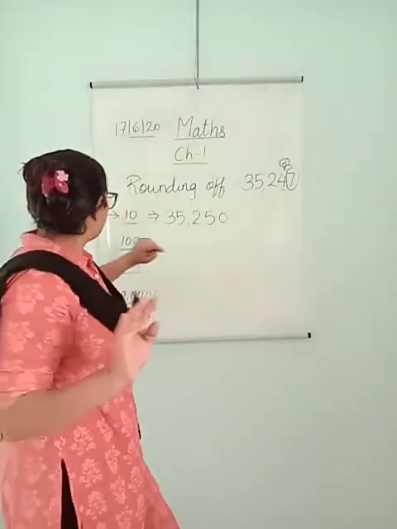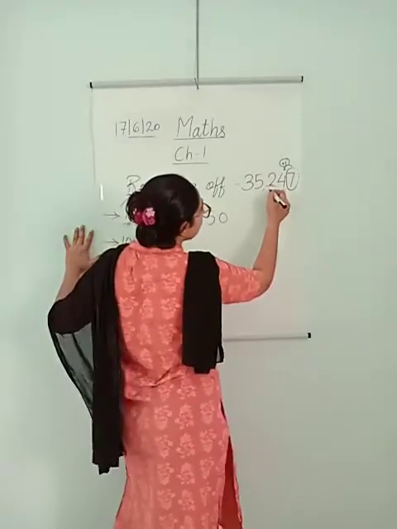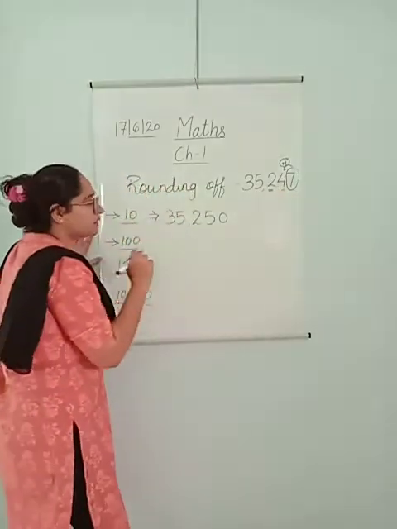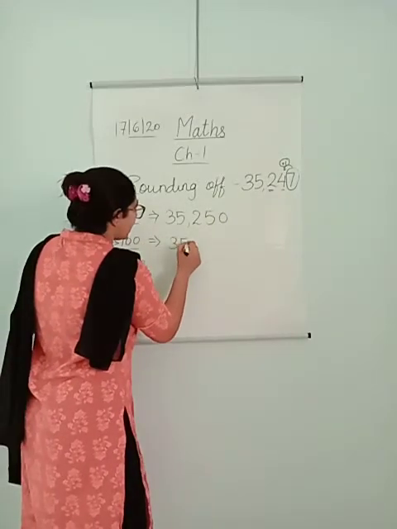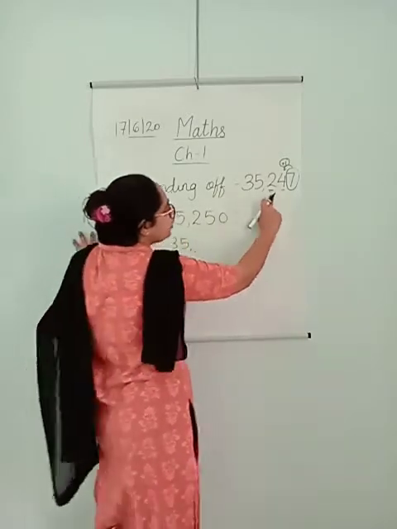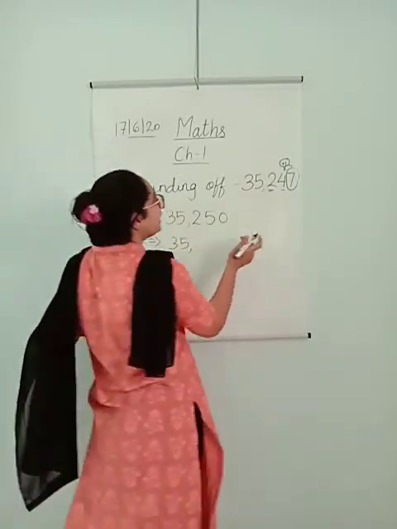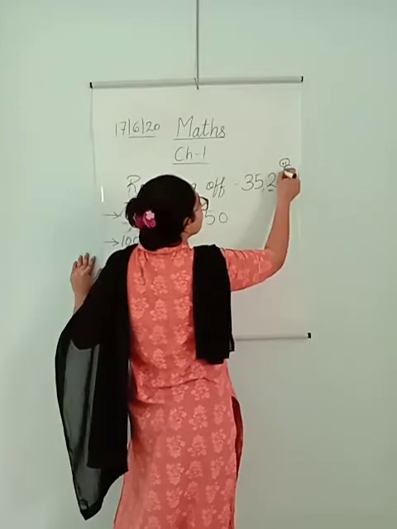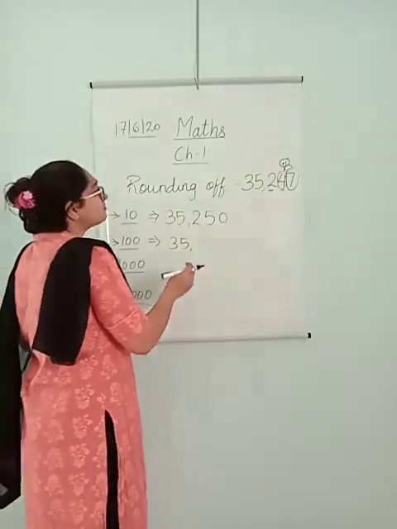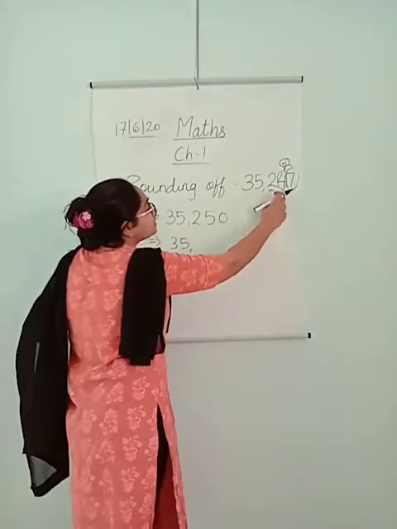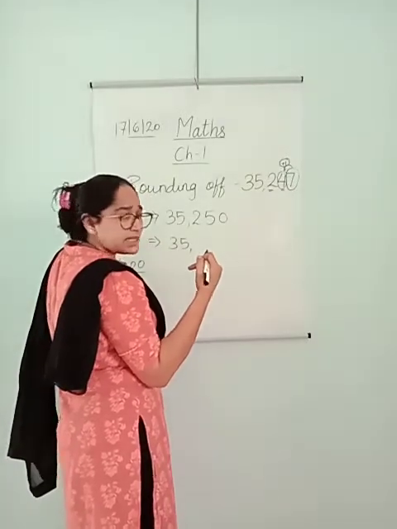Getting me? Now let's see at the hundreds place. At the hundreds place, what is my number? 2 is my number. The digits before it I will write the same. The 2 I have to change here, so 2 will become something. And I have to check this number. When I check this, I see that it is less than 5. Isn't it? 4 is less than 5.